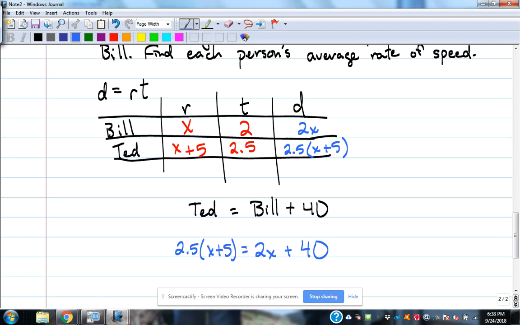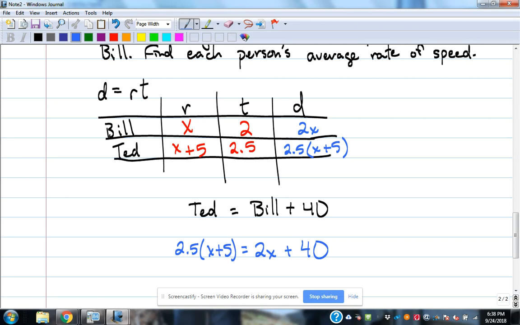Ted went 40 miles further than Bill did. So Ted was equal to Bill plus 40. Bill's distance plus 40. This is Bill's distance, the 2X. The plus 40 was the extra mileage that Ted had to do to equal it out. This is Ted's distance. 2.5 hours times whatever Bill's speed was plus 5 miles an hour. Okay?